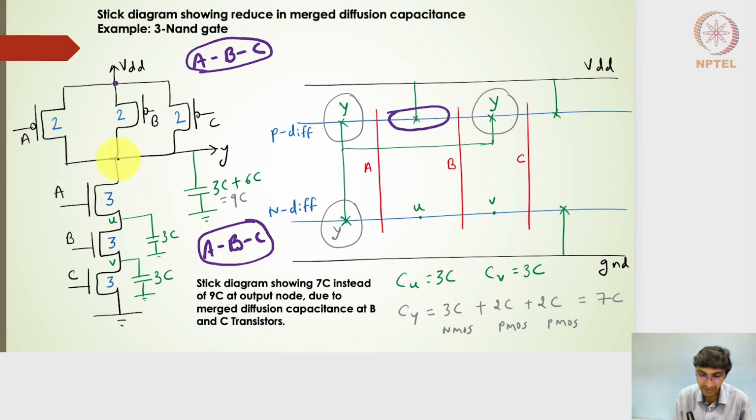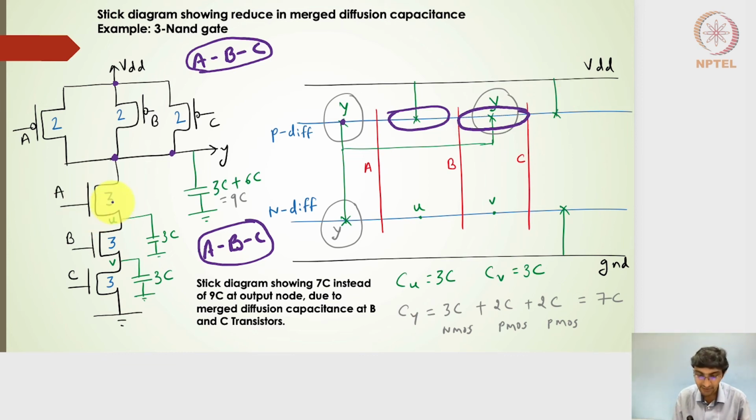On the other side of A, it is connected to the Y output node, and B is also connected to the Y output node. On the other side of B, which is this B and C, we can consider it to be a merged contacted diffusion, and then it gets connected to the Y output node. The other side of the V diffusion will go to the VDD. So this completes the connections of the diffusions on the pull-up side.